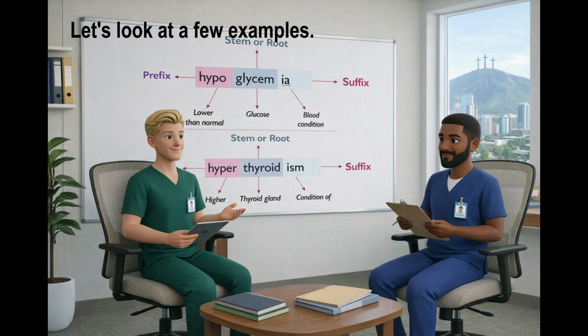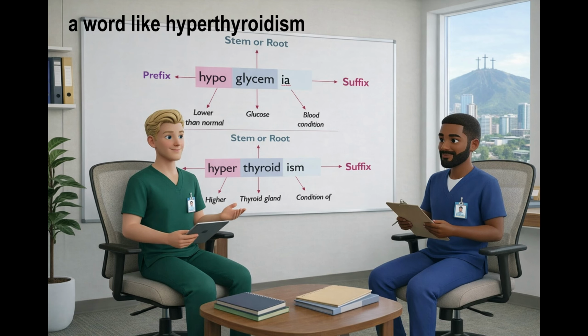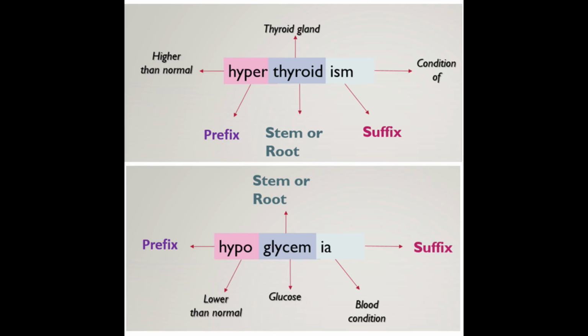Let's look at a few examples. As we can see on the board, a word like hyperthyroidism can be divided into 3 color-coded blocks: hyper, thyroid, ism. Each block has its own role. Once you learn to identify them, you can break down almost any medical word. Let's go a little bit further.